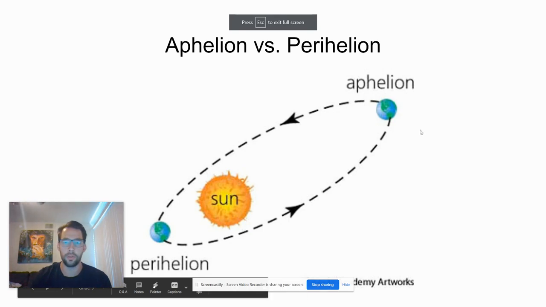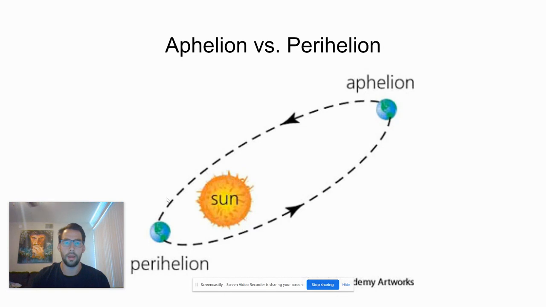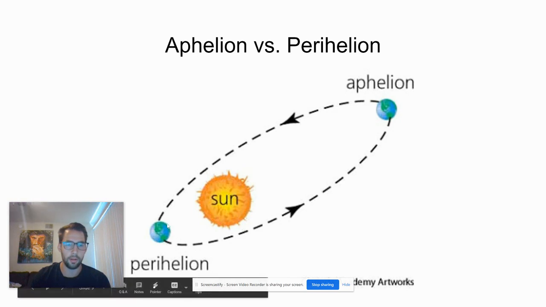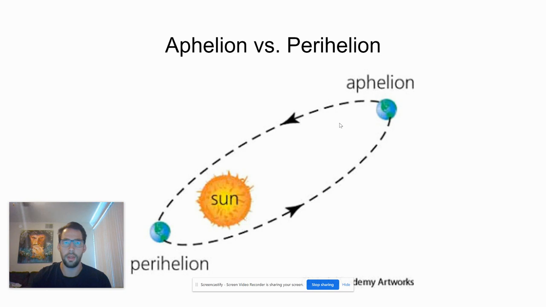Before we move on to his other two laws, I want to talk about aphelion and perihelion. What that refers to is the closest point that the planet is to the sun, that's the perihelion, and the farthest point the planet is to the sun, in this case Earth, that is the aphelion. Okay, so it's just those 2 points.